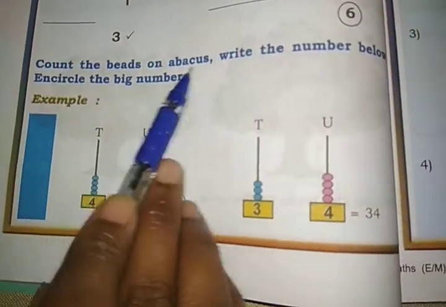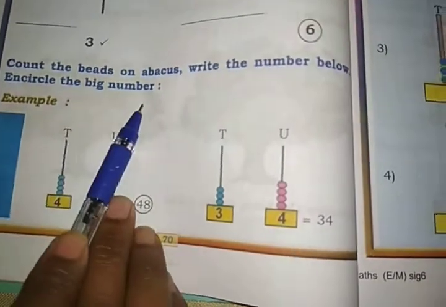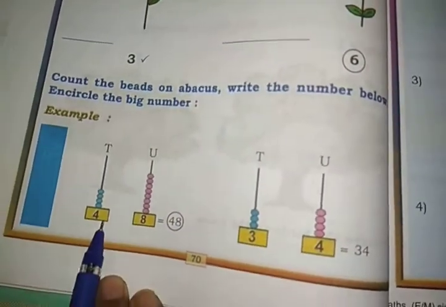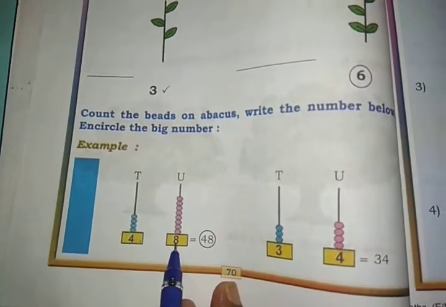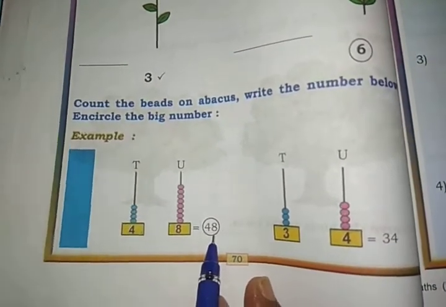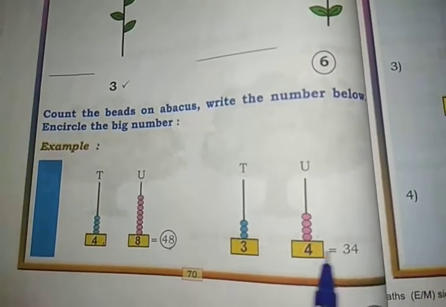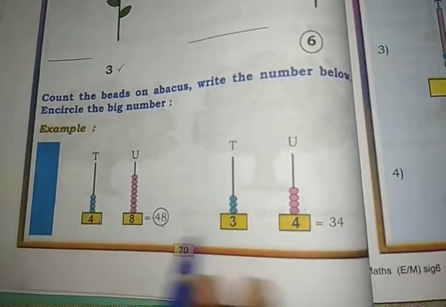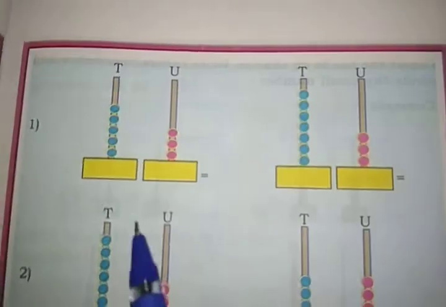Count the beads on abacus, write the number below and circle the big number. See, here 4 beads, 4 in tens place. In unit place 8, that is 48. Here 3 in tens place, 4 in units place, 34. In these two, which is greater, 48, 34? 48 is greater. Now we go for here.